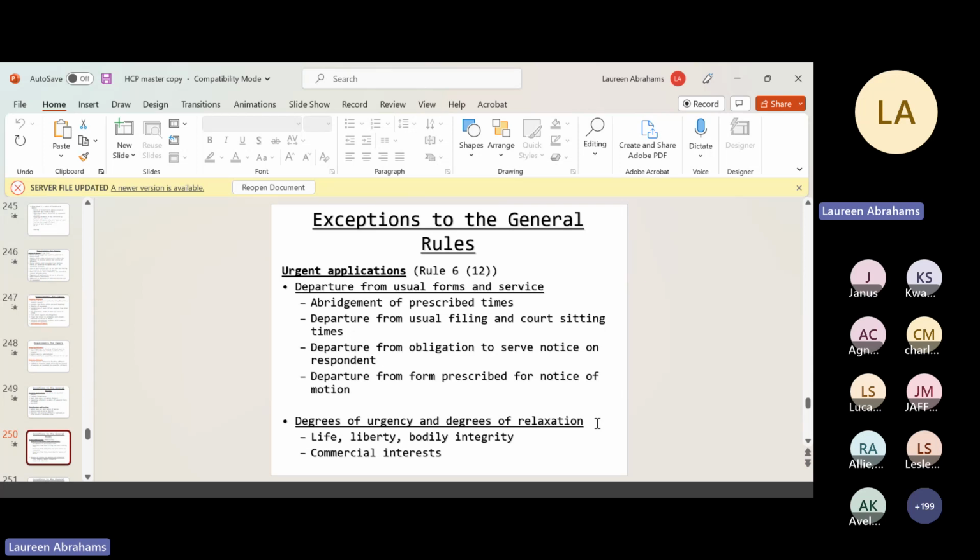We also can ask for the departure from the obligation to serve the notice on the respondent. So no notice is served on the respondent before you go to court. That is when you bring it ex parte, but there is a respondent. And the departure from the prescribed form for the notice of motion. Sometimes you're going to bring it so quick you don't even have the correct form of notice of motion. Now the practice directives tell you that you must as far as possible stick to the long form of notice of motion, and you must in each and every case where you are going to bring an urgent application inform the respondent that you are going to court.